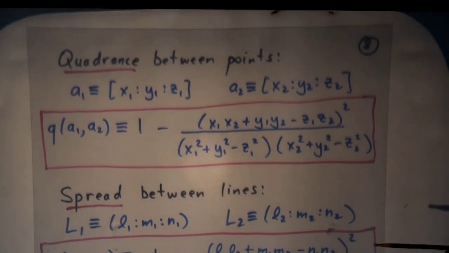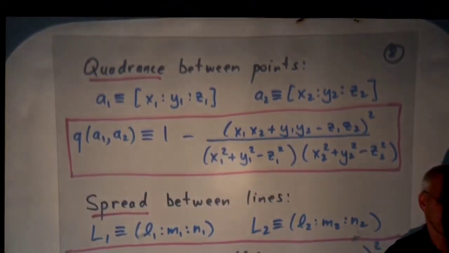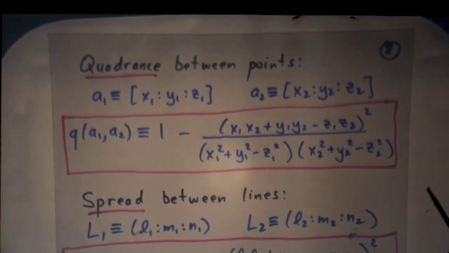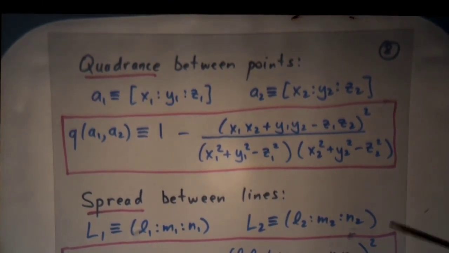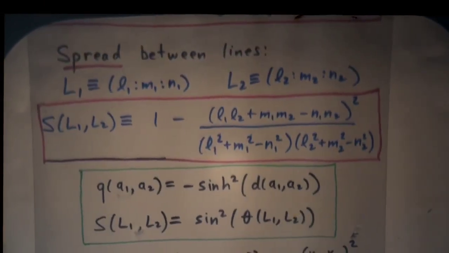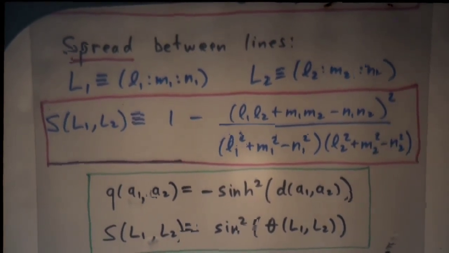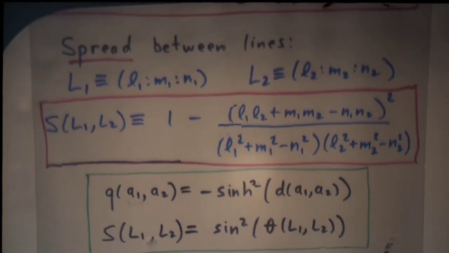Correspondingly, when the two lines are perpendicular, that's the case when this dot product is 0, and then the quadrance is 1. So quadrance of 0 means that they're actually equal. Quadrance of 1 means that they're perpendicular in the relativistic sense. Then we have exactly dual notions of the spread between two lines, and the formula is exactly the same, and all the comments that I've made apply equally.